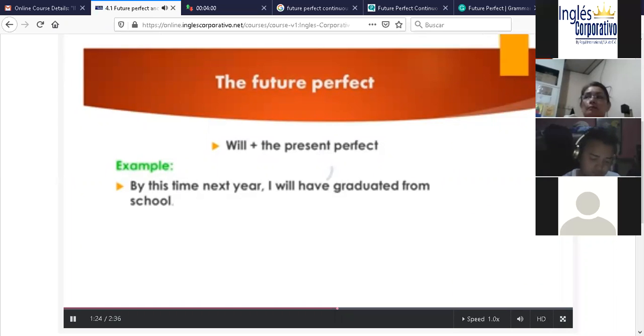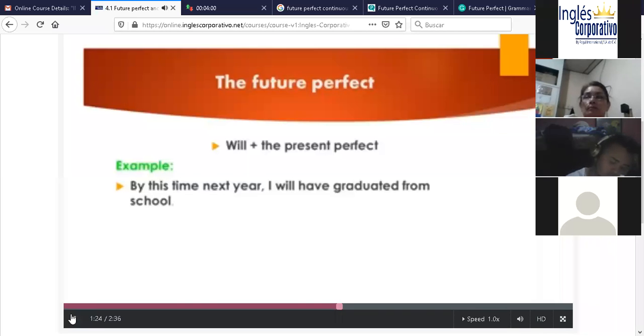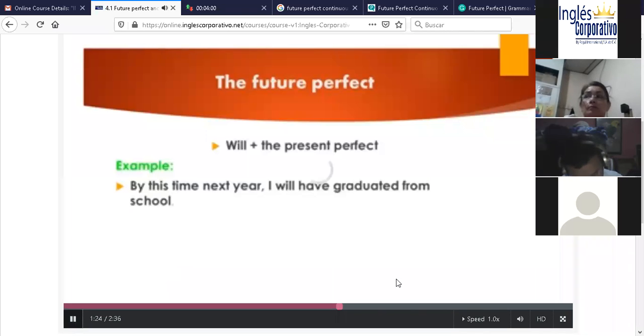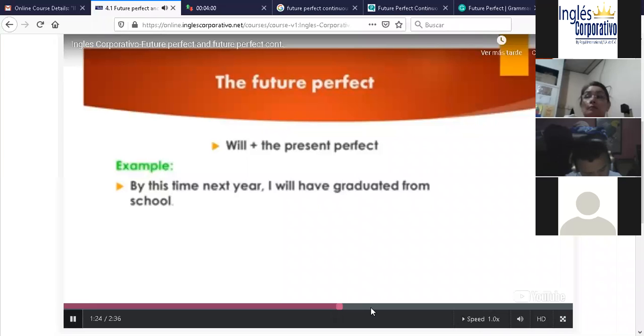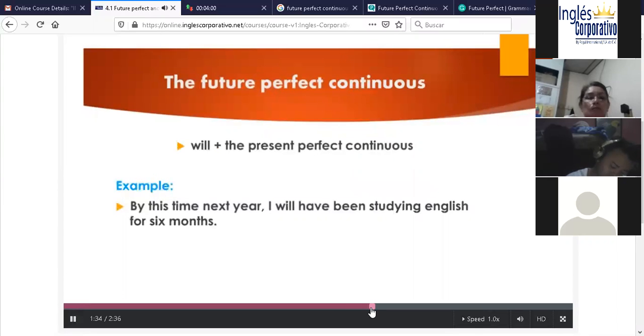Just 1 minute, it's gonna load in a few seconds. All right, unfortunately guys, it's not really loading, so we're gonna have to use it this way, okay?